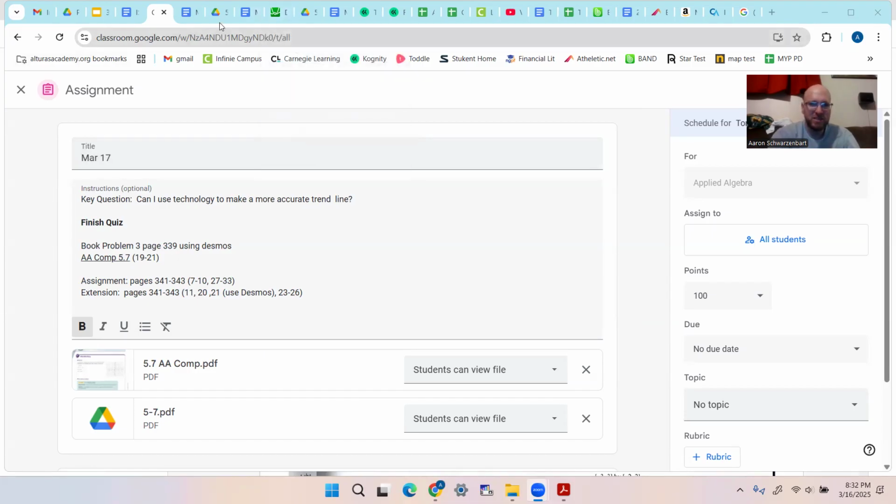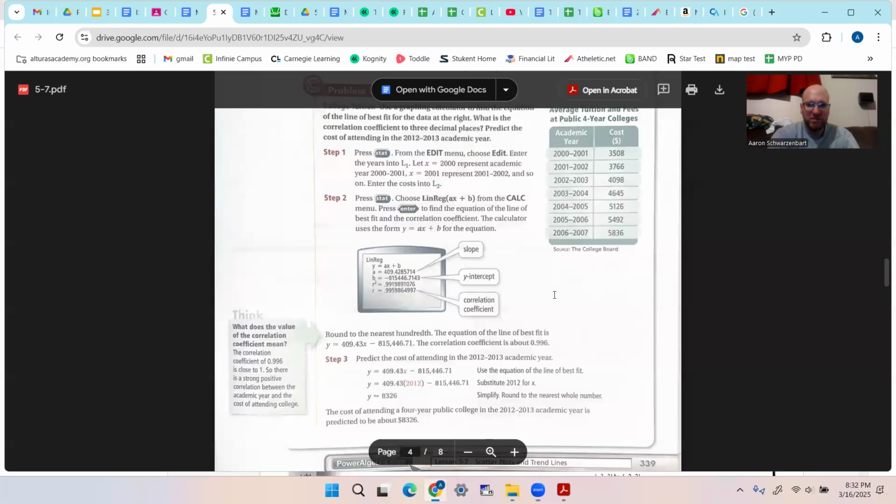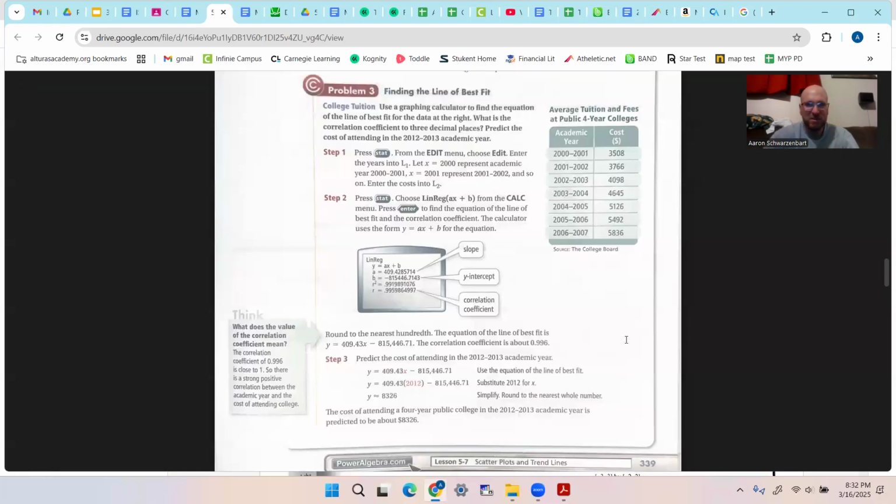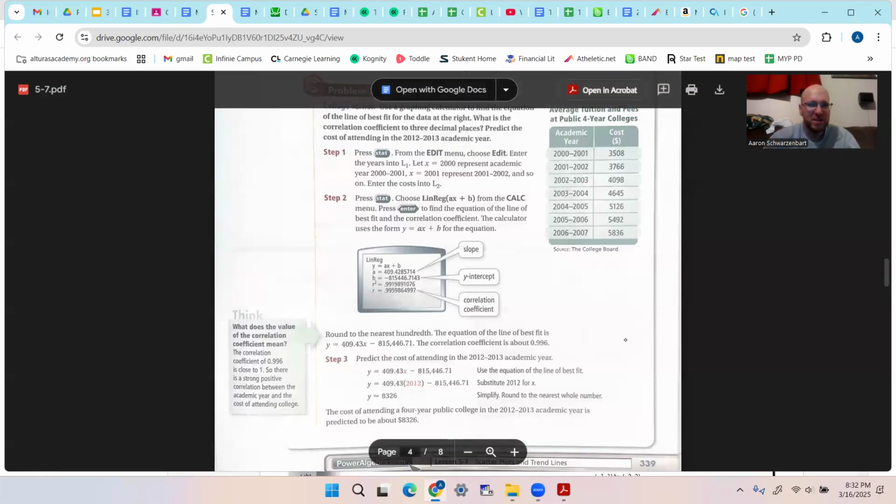So we are going to be using problem 3 from page 339 in the textbook, and we are going to be using this table right here. So you want to have a textbook so you can actually do this with me after you watch the video. That's easier if you have a book than the scan, so you don't have to go back and forth, but you guys can make that decision on your own.